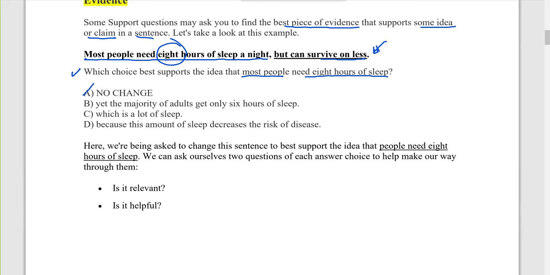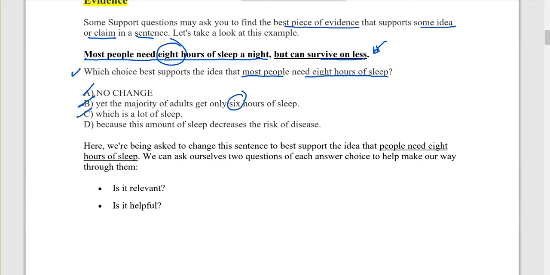B, why is B wrong, mister? The choice is talking about 6 hours of sleep instead of 8. So we have got 6 hours of sleep instead of what? Instead of 8. And then, what about C, mister? The choice is talking about what? About sleep, that's fine.